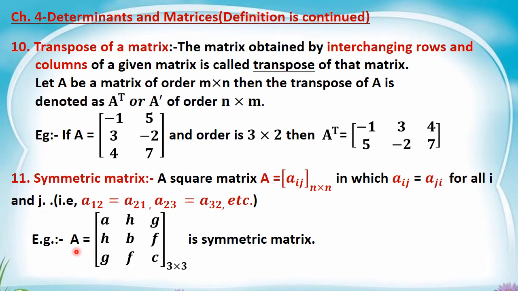Example, A is equal to the matrix a, h, g; h, b, f; g, f, c. It is symmetric because this h is in the position A12, and the element in the A21 position is also h. Now A13 is g, then A31, third row and first column, is also g. And A23 is f, here again A32 is also f. And a, b, c are the diagonal elements. They do not have any change.